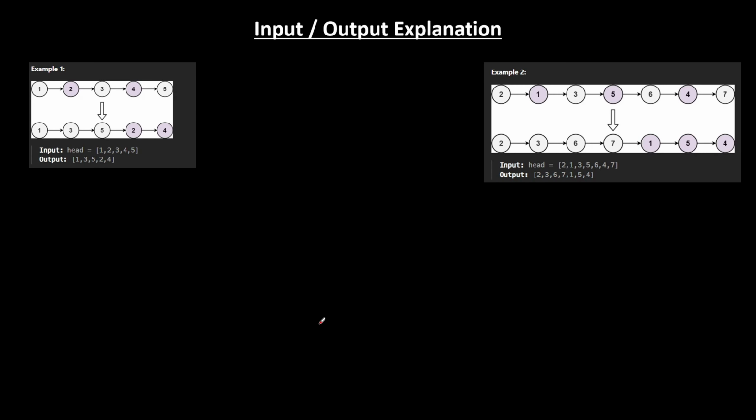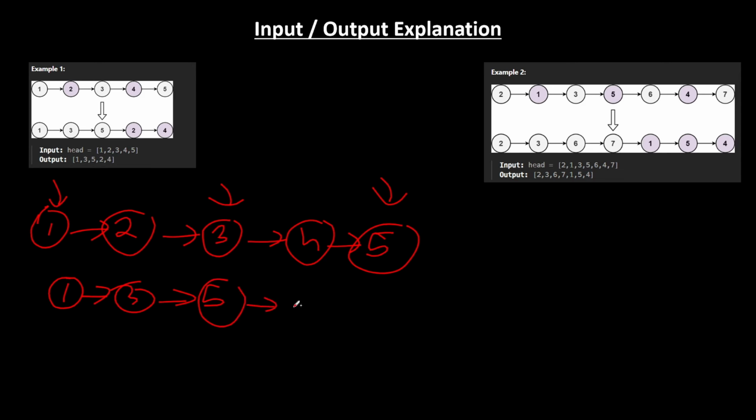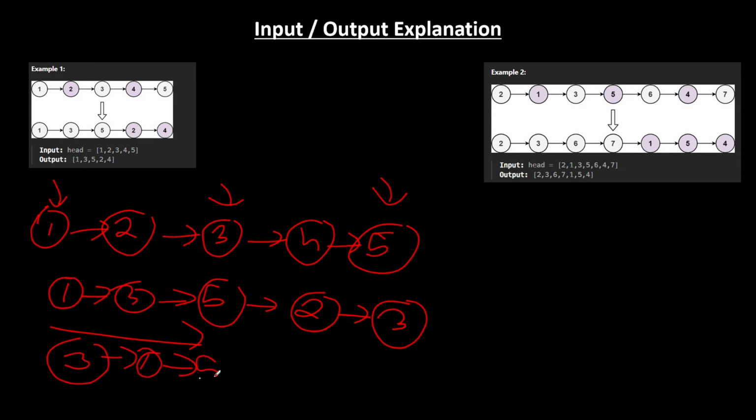Now let's understand the input output explanation. So what is given here? We're given 1, 2, then 3, then 4, then 5. All the odd-indexed nodes should be put together. So in this case, we will put 1, then 3, then 5. Then we will put 2, then 4. You could see the relative order is maintained. We have not written it like 3, then 1, then 5. So relative order is maintained. This is 1, 3, 5, 2, 4, which we have got here.